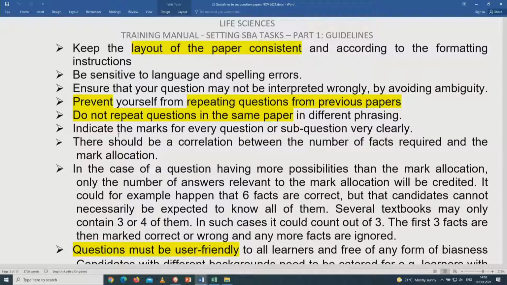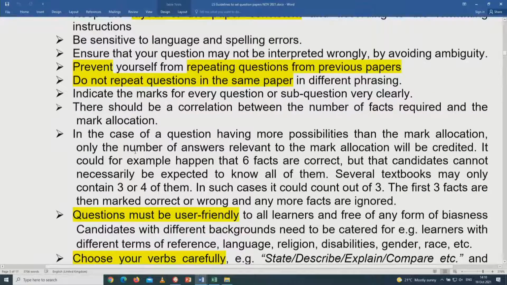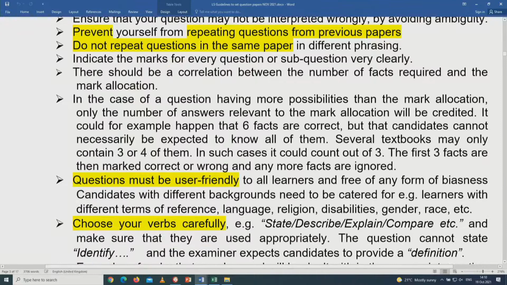Be careful with this one. Sometimes in your section A, multiple choice, you ask something, and then in section B, you ask another thing that is more or less the same, or you test the same knowledge component, or you are testing maybe the same skills over and over again. Be careful of that. Of course, we will later on see that you indicate sub-question marks very clearly. There should be a correlation between the number of facts required and the mark allocation, we know that. And then that long paragraph that explains that in case of a question having more possibilities, only the number of answers relevant to the mark allocation will be credited.